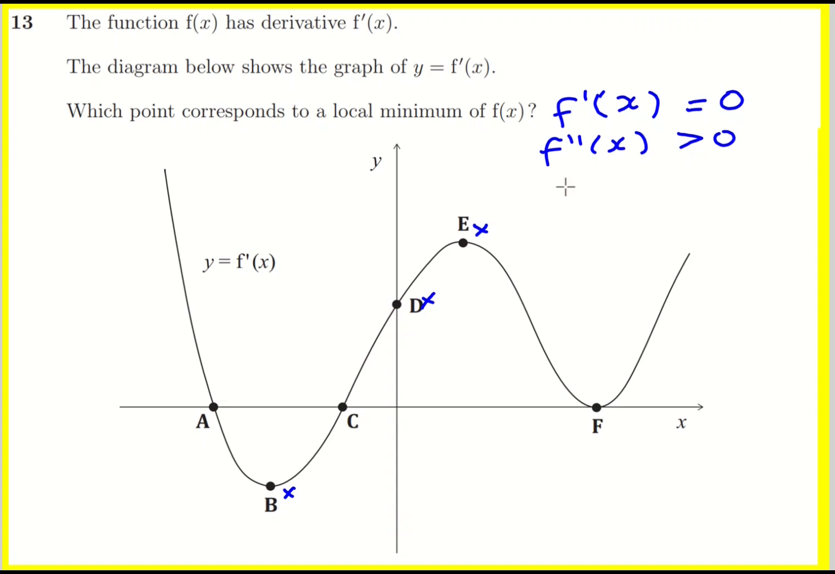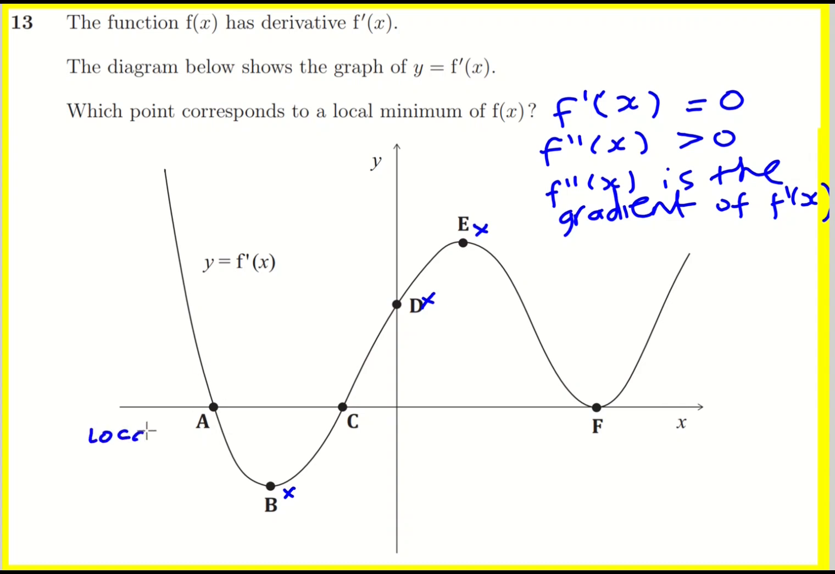So let's just think about f dash x. F double dash x is the gradient of f dash x. So I'm looking for a positive gradient on my graph where, remember, f dash x is 0. So for A, it's negative. Actually, that would be a local maximum. For C, it is positive. That's going to be my answer.